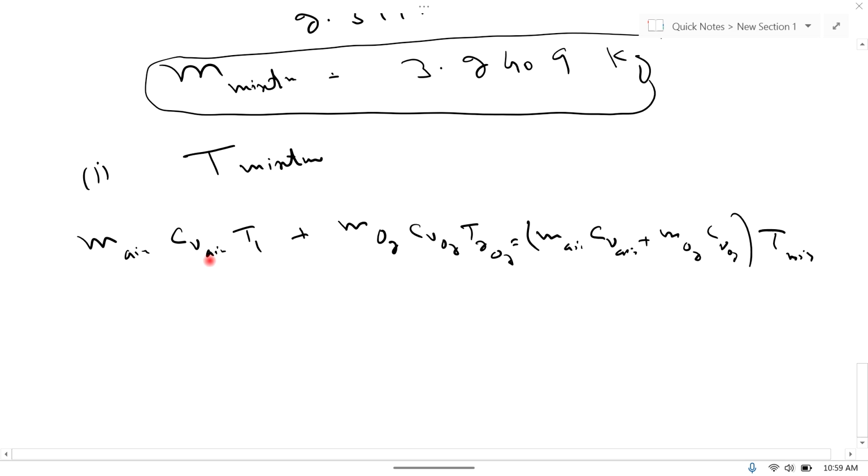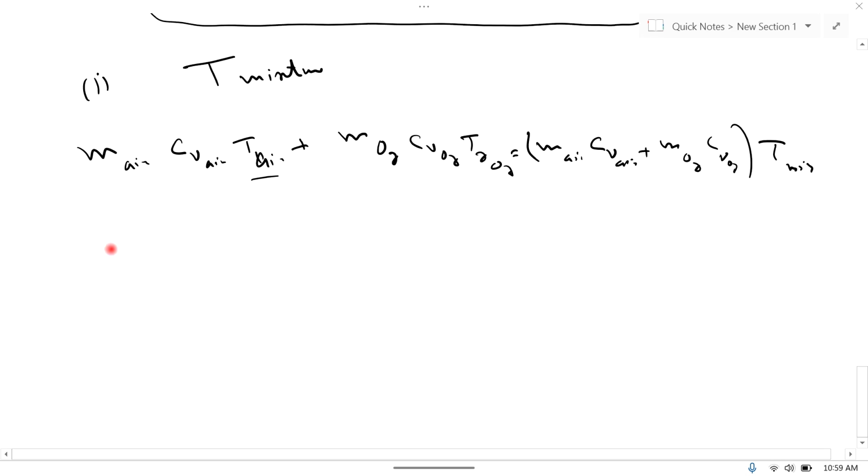Now rearrange. It means that M1 Cv1 T1 plus M2 Cv2 T2 is equal to M1 Cv1 plus M2 Cv2, times the temperature of the mixture. Here T1 means the temperature of the vessel containing air, and T2 means the temperature of the vessel containing oxygen. So rearranging this equation, the temperature of the mixture is equal to M of air, Cv of air, T of air, plus this, divided by this value.